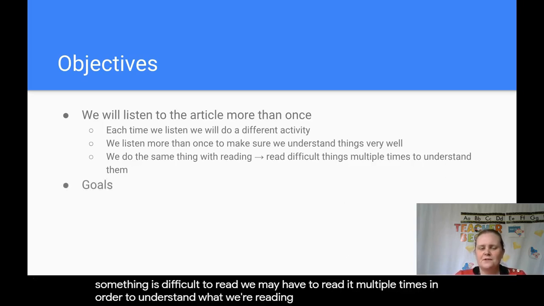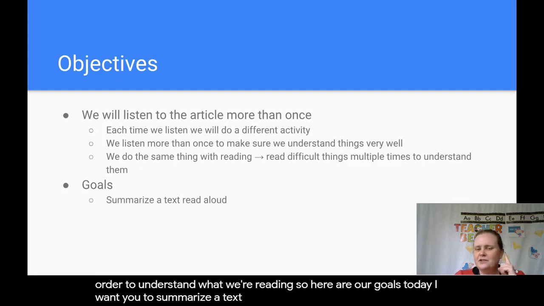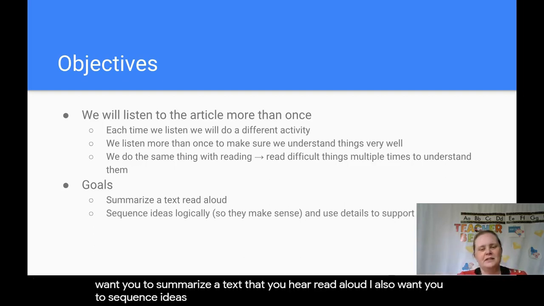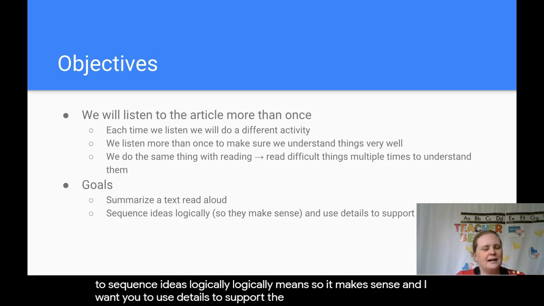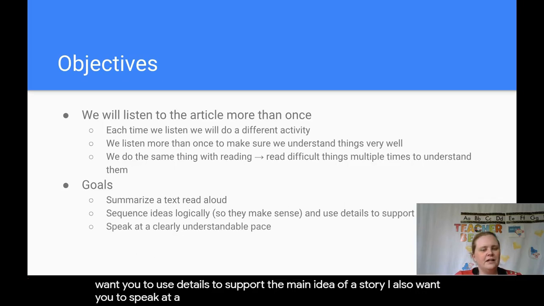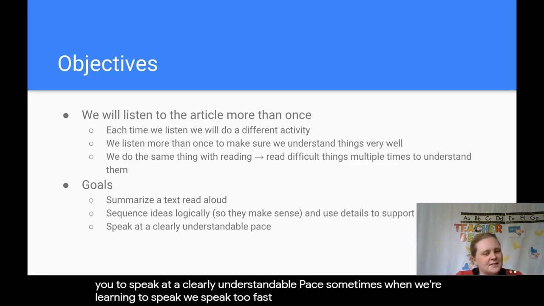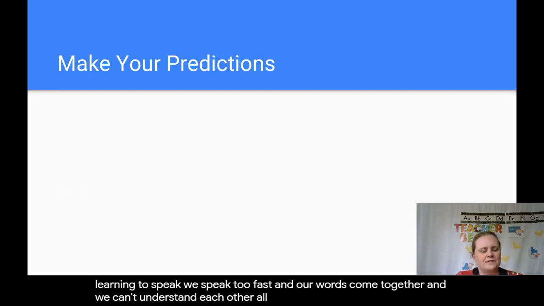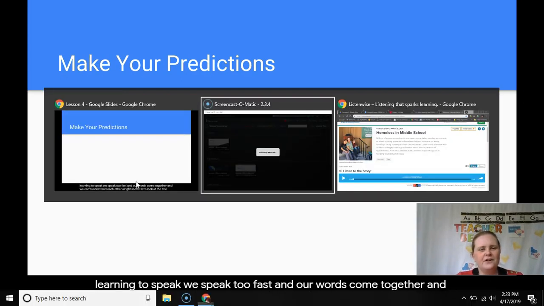If something is difficult to read, we may have to read it multiple times in order to understand what we're reading. So, here are our goals today. I want you to summarize a text that you hear read aloud. I also want you to sequence ideas logically. Logically means so it makes sense, and I want you to use details to support the main idea of a story. I also want you to speak at a clearly understandable pace. Sometimes when we're learning to speak, we speak too fast and our words come together and we can't understand each other. All right, so first, let's look at the title of the article.